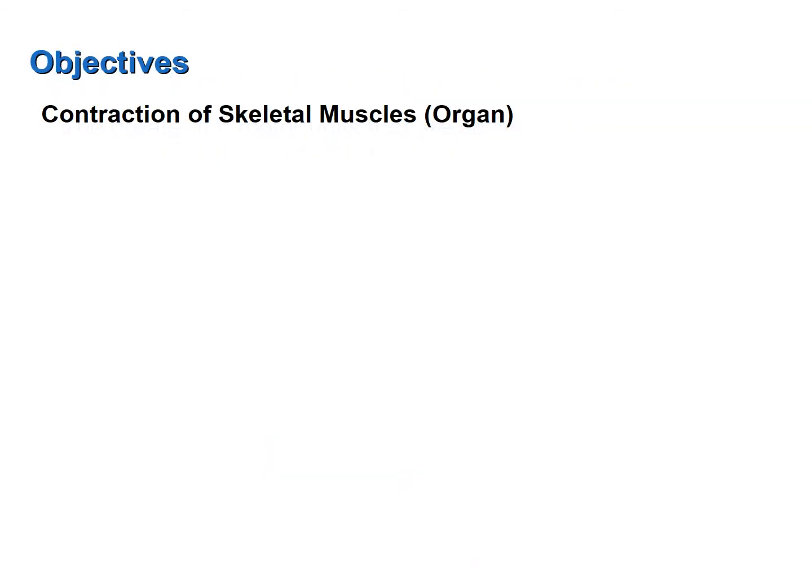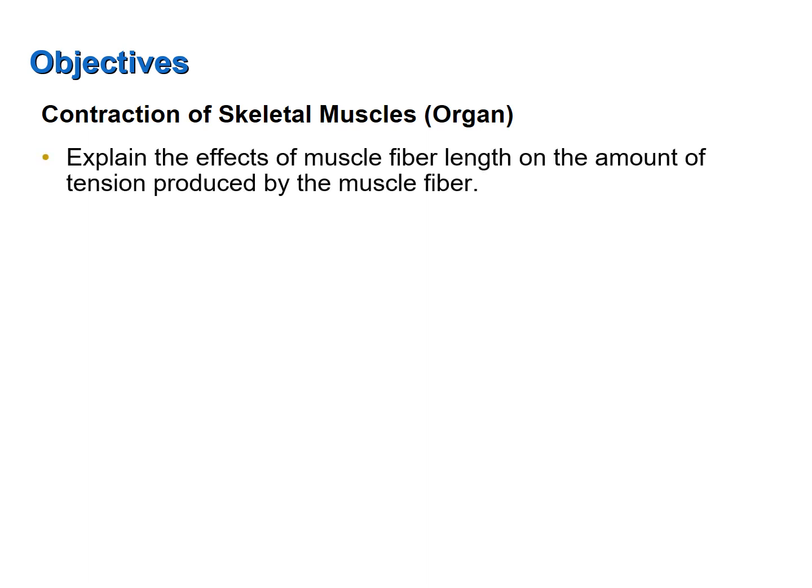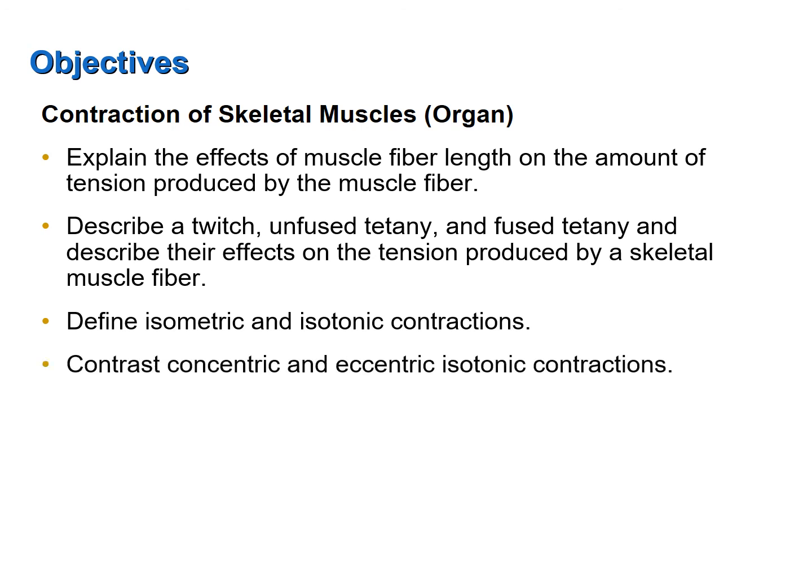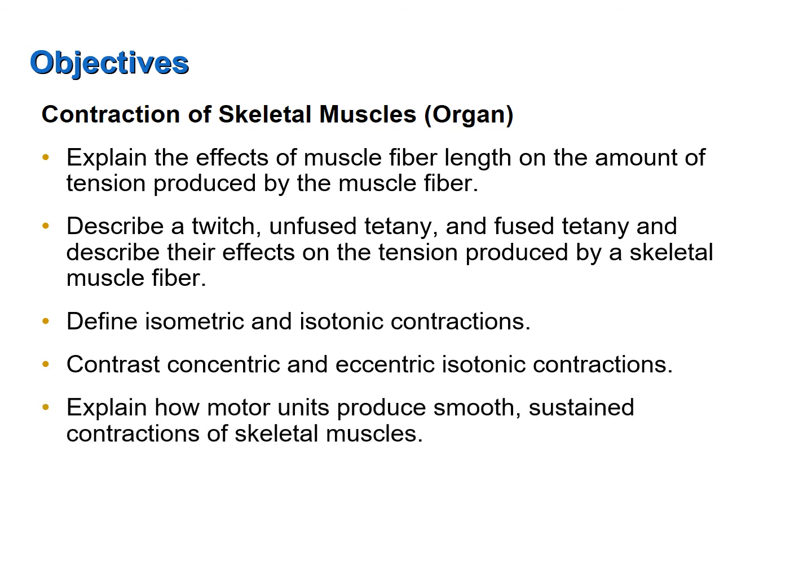Let's review the objectives of the screencast. Explain the effects of muscle fiber length on the amount of tension produced by the muscle fiber. Describe a twitch, unfused tetany, and fused tetany, and describe their effects on the tension produced by a skeletal muscle fiber. Define isometric and isotonic contractions. Contrast concentric and eccentric isotonic contractions. Explain how motor units produce smooth, sustained contractions of skeletal muscles.